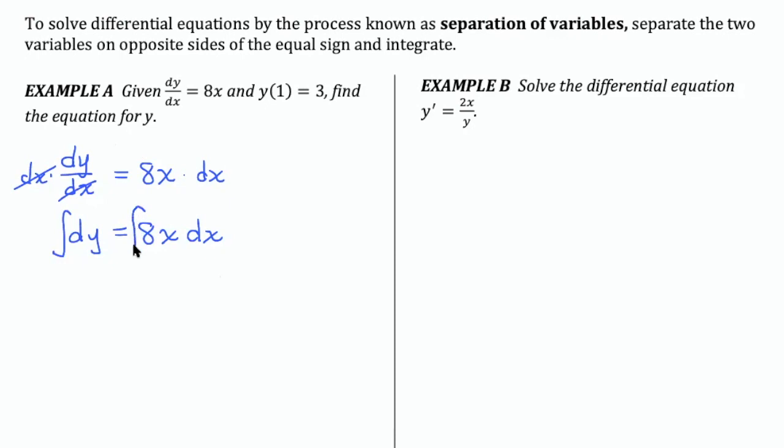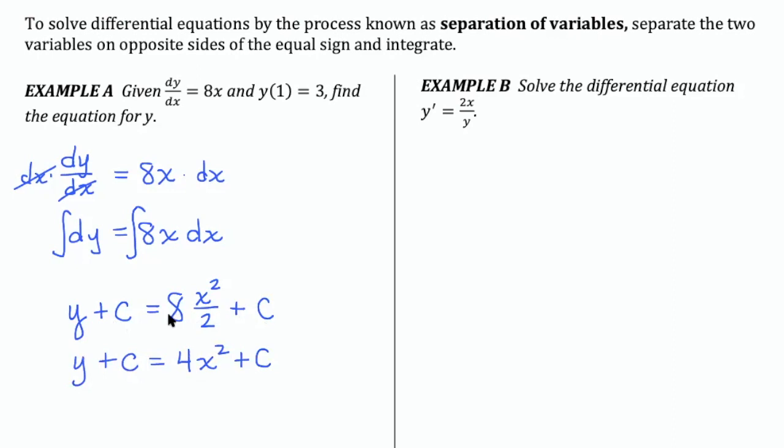And what you do on one side, you will do on the other. So the integral of dy is just y plus c. And the integral of 8x is going to be 8, we're going to make the x squared and divide by 2. And there would be a constant there as well. I can simplify the first term, and I get 4x squared plus c.